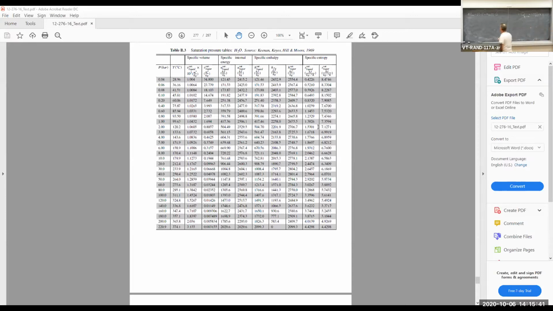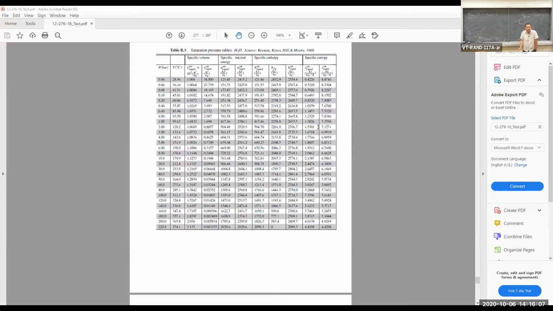So S at state 2 is S evaluated at a pressure P2, which is equal to pressure P1. It's an isobaric process, and that's 1.5 bar. So I've got the pressure at state 2, but I need one more property. I either need a quality or something. If it's a saturated mixture, I need a quality.